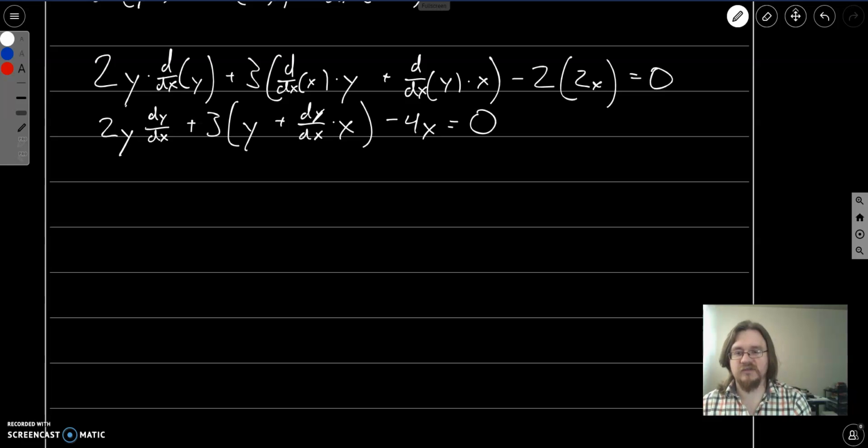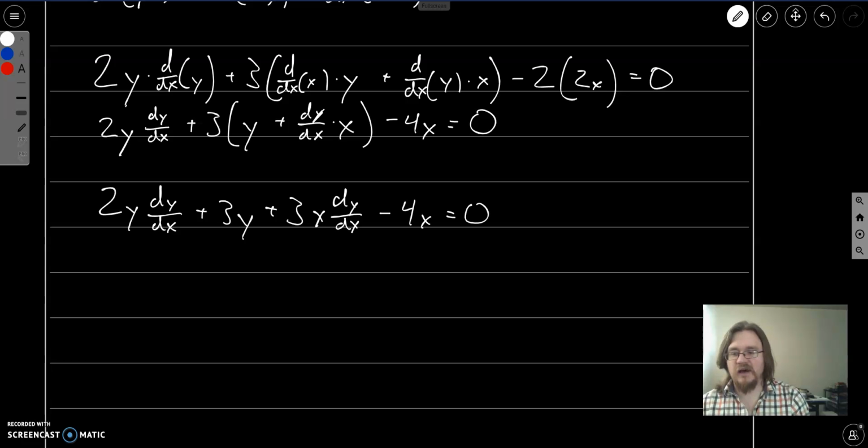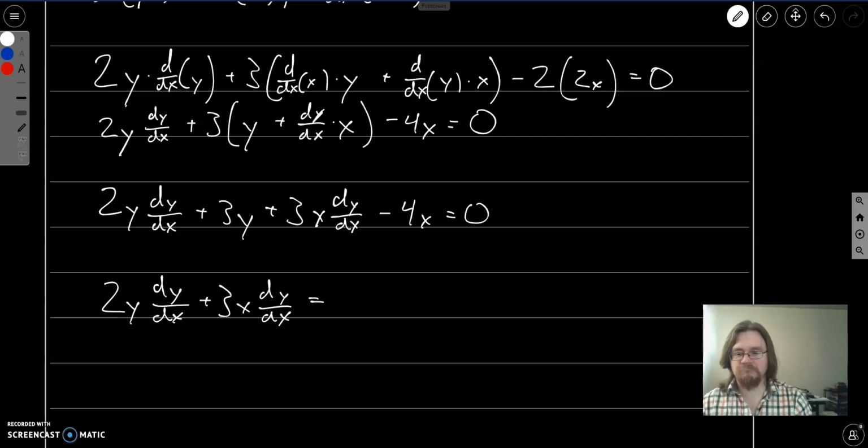So what I'll do is let's distribute the 3 first. I'll do this a little bit slowly, write down a few steps. This is going to be 3y plus 3. I'll move the x in front just so that the dy dx's are at the back. It's a little bit easier to keep track of them that way. Minus 4x is equal to 0. Let's get all the dy dx's to one side. So it's going to be 2y dy dx plus 3x dy dx. And let's move everything else to the other side.